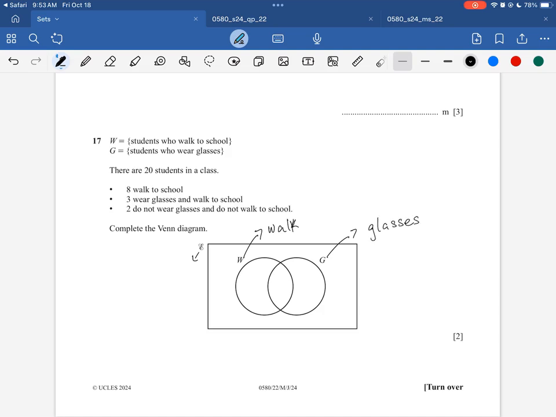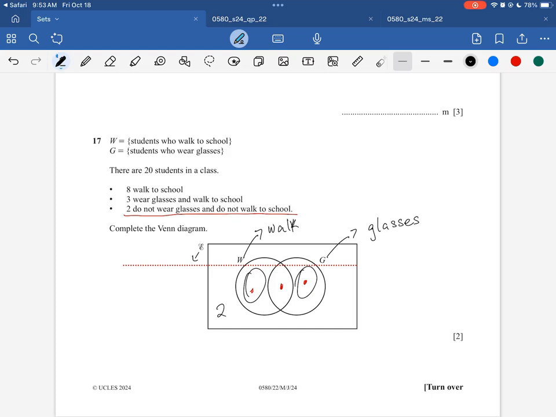Now, we're going to start from the bottom. It says 2 do not wear glasses and do not walk to school, meaning that these 2 are neither here, nor here, nor here. So which means these 2 are outside of the circle. These 2 are here because they don't walk to school. They are not part of this set. They don't wear glasses either.